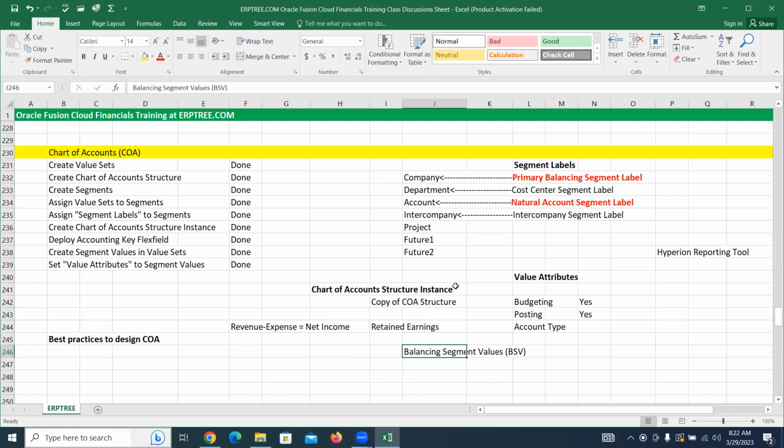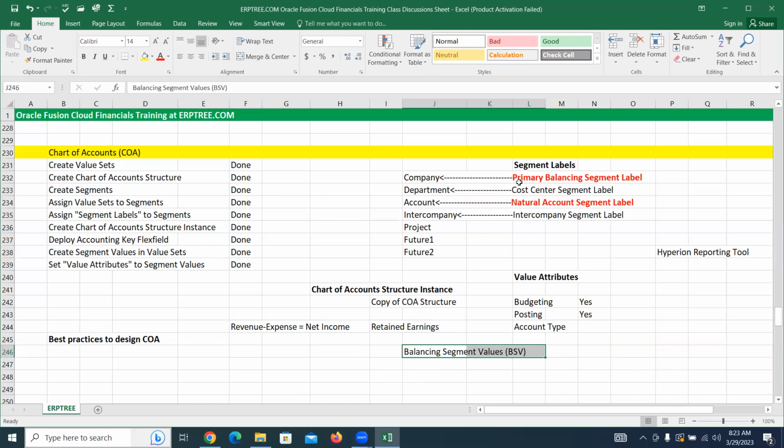So this is very important. These points we have to be very, very clear. Why we are calling with what name? Based on the labels we are calling. Now, if you assign the primary balancing segment label to company, at the company level everything can be balanced. So when you create the transaction, the company values we call balancing segment values. In every transaction, for debit and credit, you have to use the same balancing segment value. If you use company 1000 for debit, credit also 1000. That is a balancing segment value. And the debit amount should be equal to the credit amount.